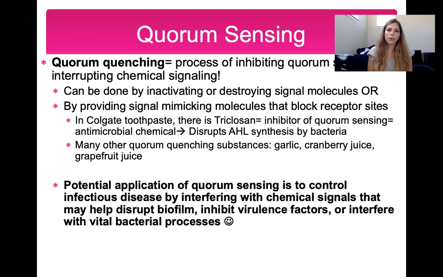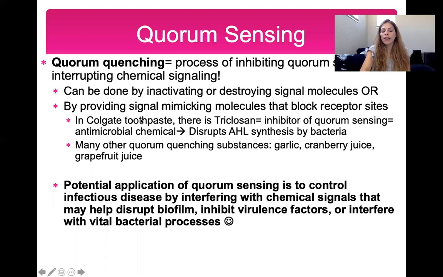There's a lot of other quorum quenching substances that are found naturally, such as in garlic, cranberry juice, grapefruit juice. That's why old tales and myths from grandparents have some truth to them when they say that garlic is antimicrobial, antibacterial. That's where it comes from.